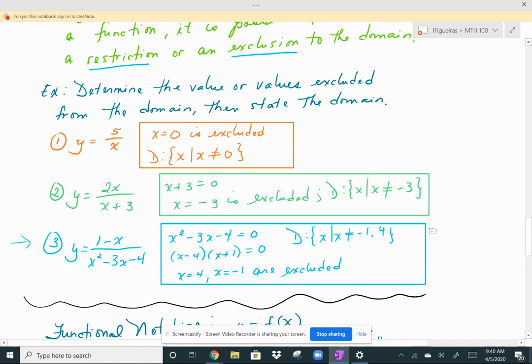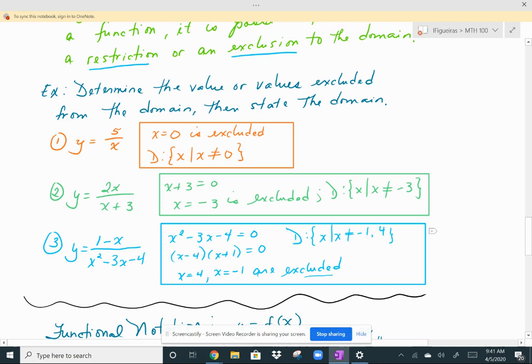Again, don't worry about the numerator. We're focusing on the denominator. So I take the denominator and I set it equal to 0. So this is a quadratic equation. It's factorable, and it factors into x minus 4 and x plus 1. And when you solve each factor for 0, you get x is equal to 4 and x is equal to negative 1. So remember, these are not solutions. These are exclusions or restrictions. So 4 and negative 1 are excluded from the domain.